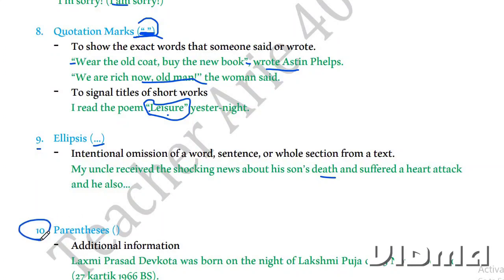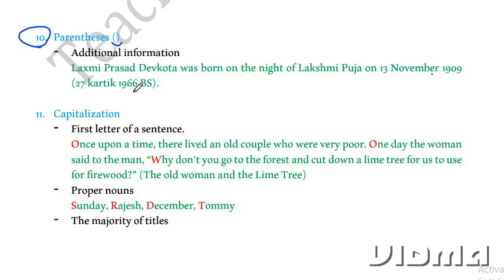Next, punctuation mark number 10, parenthesis or this bracket. We use parenthesis in order to show additional information. Example: Lakshmi Prasad Devkota was born on the night of Lakshmi Puja on 13th November 1909 (27 Kartik 1966 Bikram Samvat or BS). This 27 Kartik 1966 BS is additional information. If you remove this additional information, your sentence will still be meaningful. So in order to give additional information, we use parentheses.